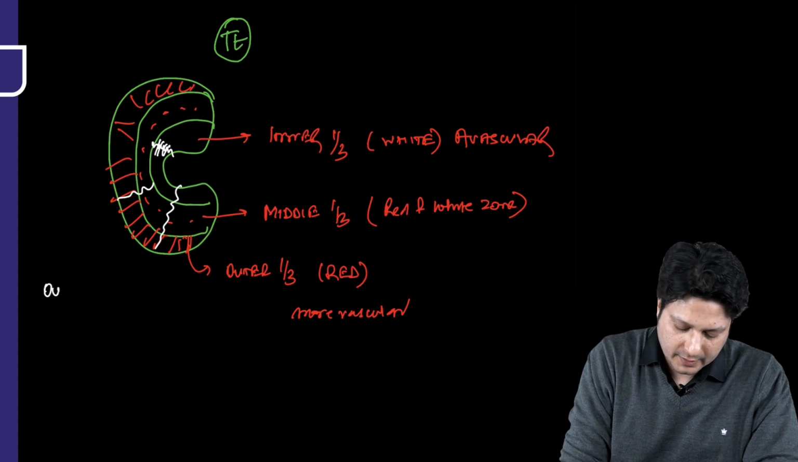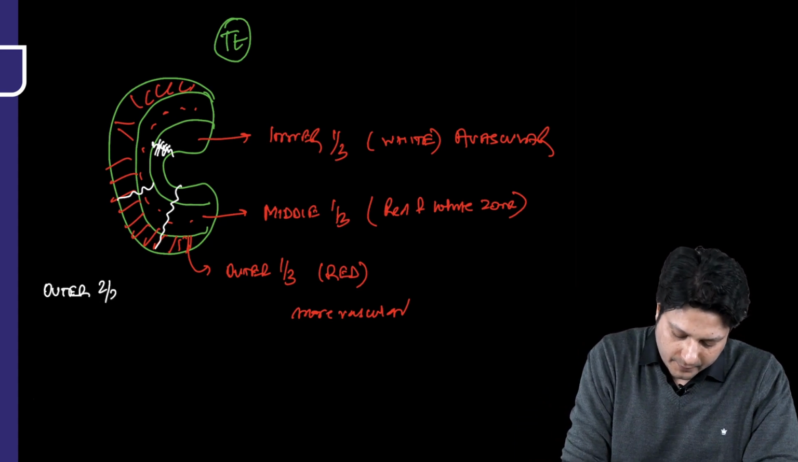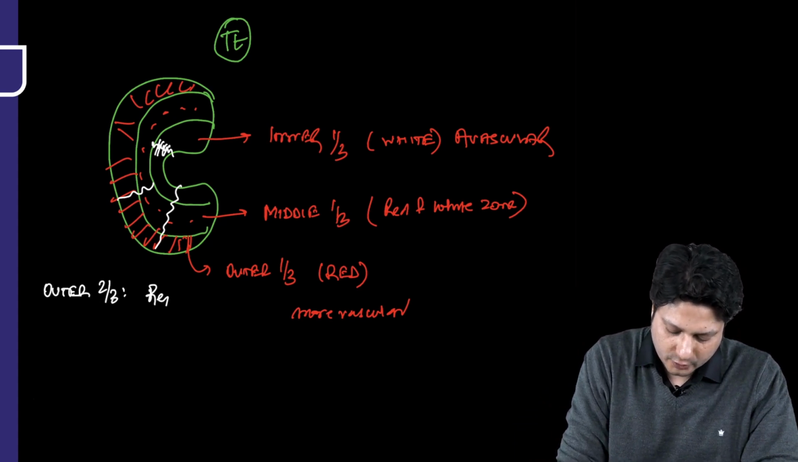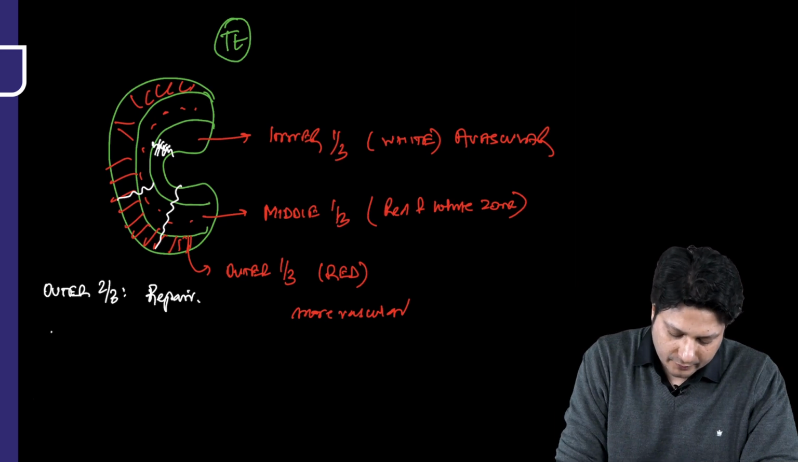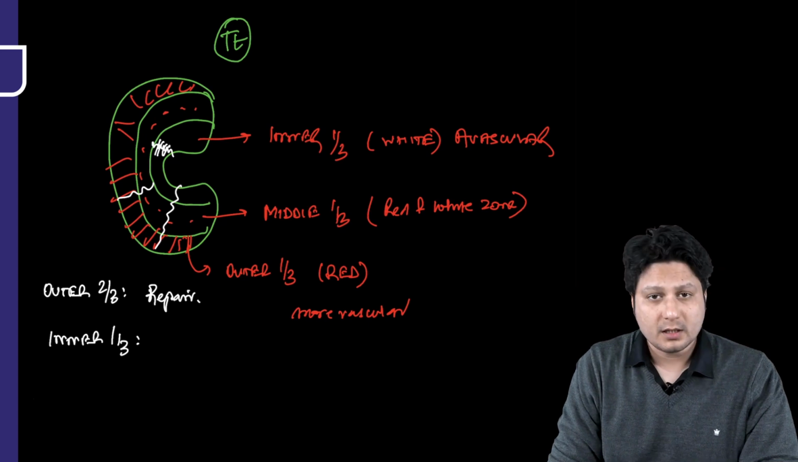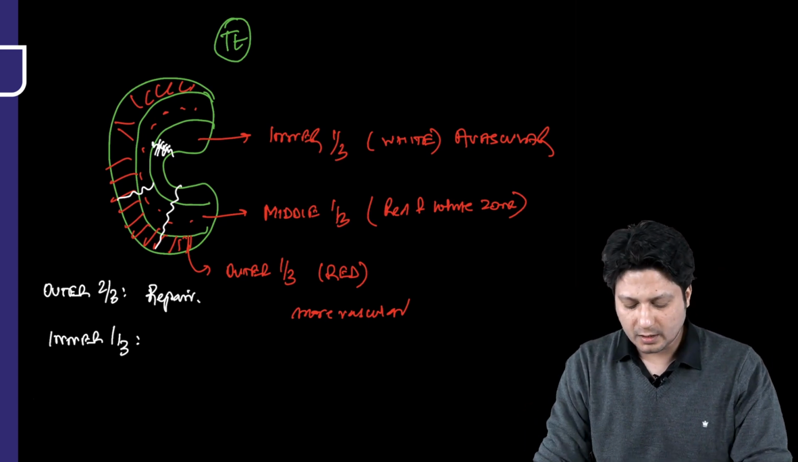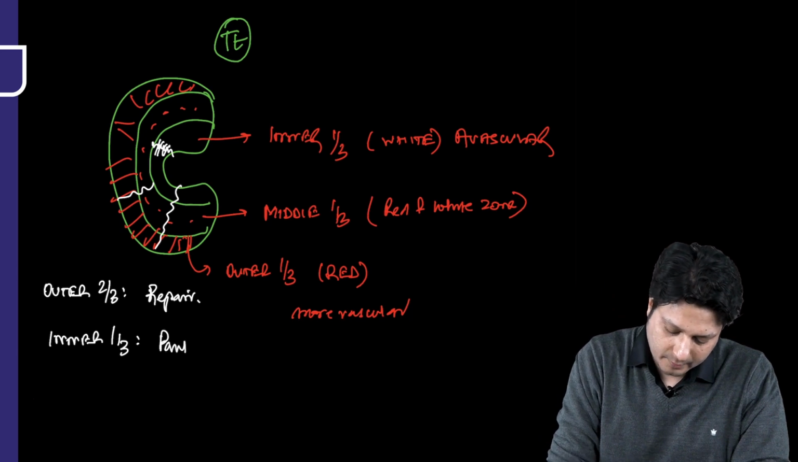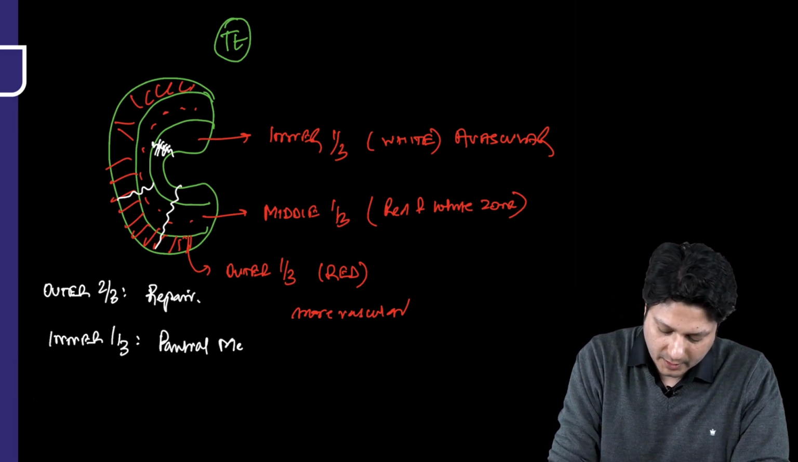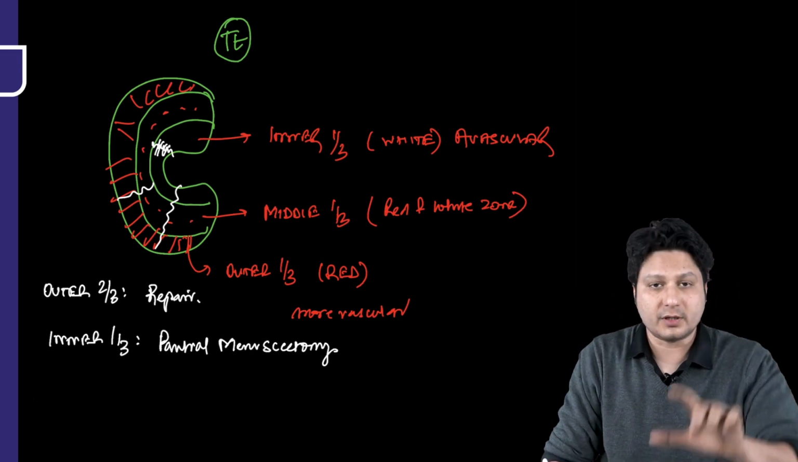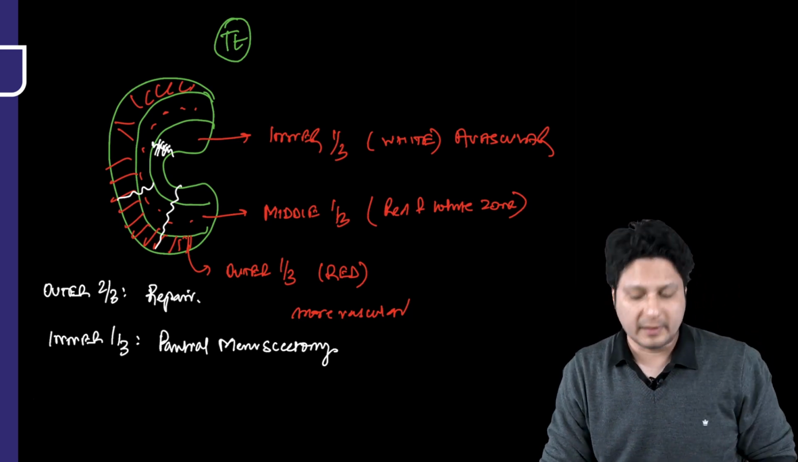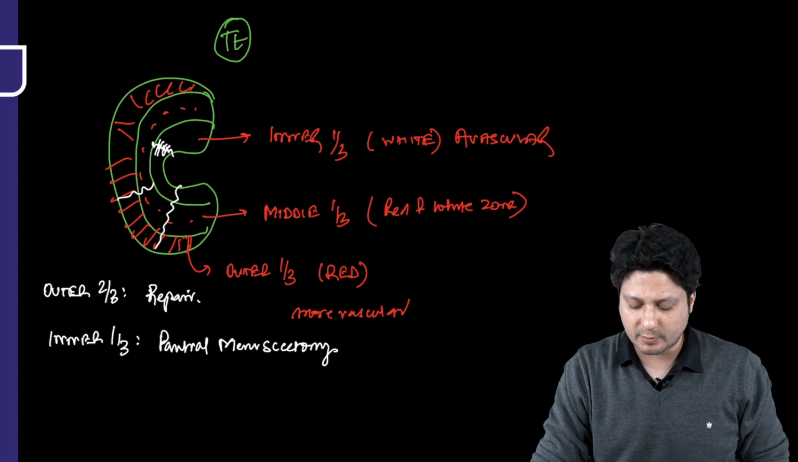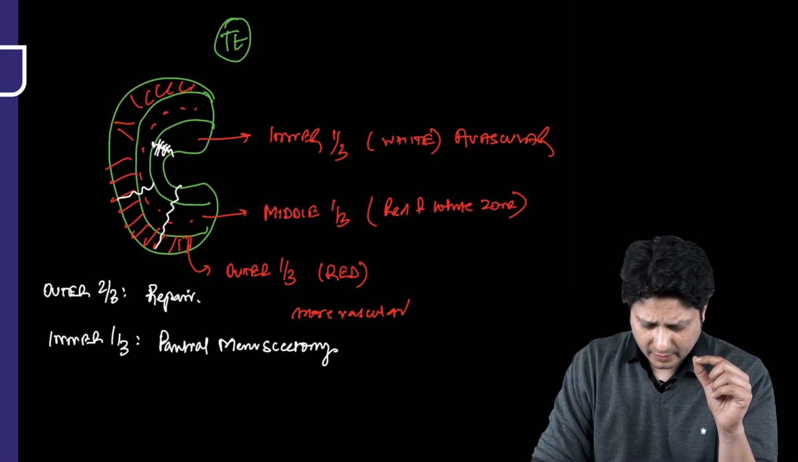So if there is a tear in the outer 2/3, it has to be performed by arthroscopic repair, while if there is a tear involving inner 1/3, then it has to be treated by partial meniscectomy. That means not by complete meniscectomy, partial meniscectomy. That means you remove the inner 1/3 circumference of the medial meniscus. So this is all about the management protocol for these medial and the lateral meniscal injuries.